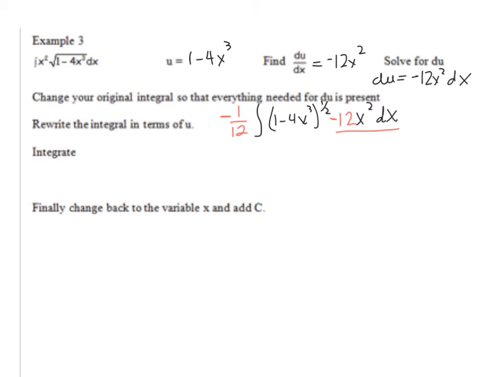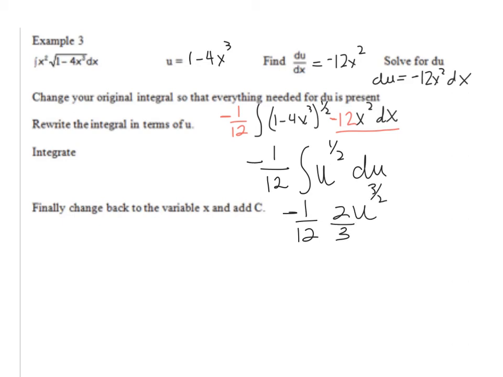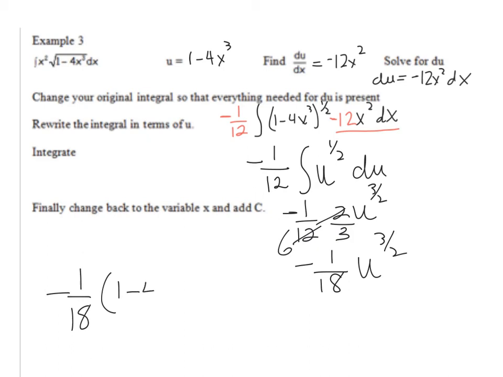Okay, so let's rewrite this in terms of u. We have negative 1/12 u to the 1/2 du. Integrate, so here's my negative 1/12 u to the 3/2 times 2/3. So that will be negative 1 over 18 u to the 3/2. And then we just rewrite it. So negative 1 over 18 u, which is 1 minus 4x to the 3rd, to the 3/2 plus c.